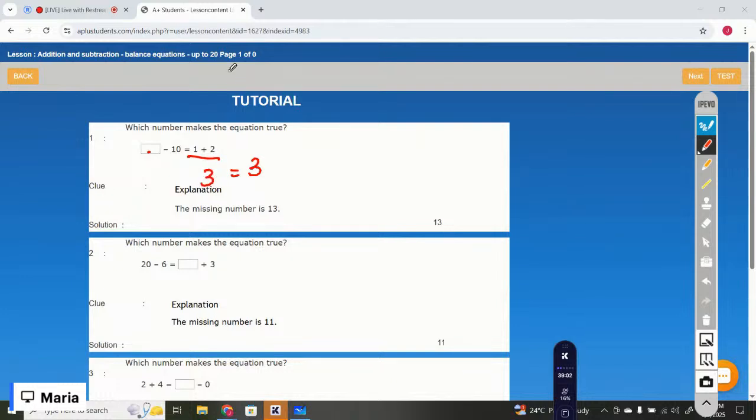So look at the choices given, right? That is 13 take away 10 equals 3. So 3 is equal to 3. So 13 is the number that keeps the equation balanced.